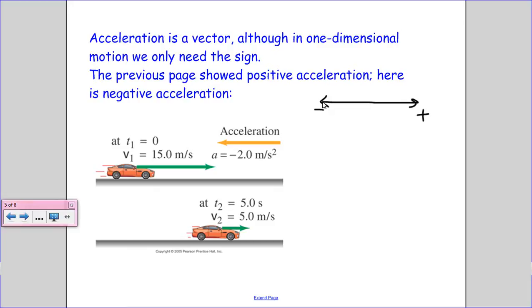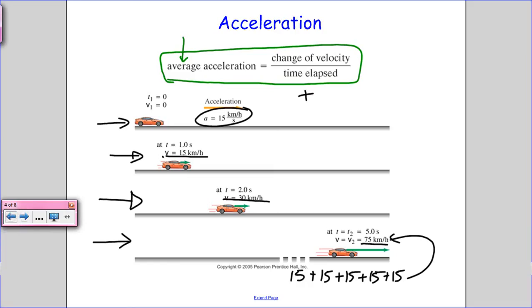So when you write down an acceleration, you not only need a number for your acceleration, you also need a sign that indicates the direction the acceleration is acting in. So on the previous page, this car has a positive acceleration. We said the car was moving to the right, which is our positive direction, and it's speeding up in that direction, so it has a positive acceleration.